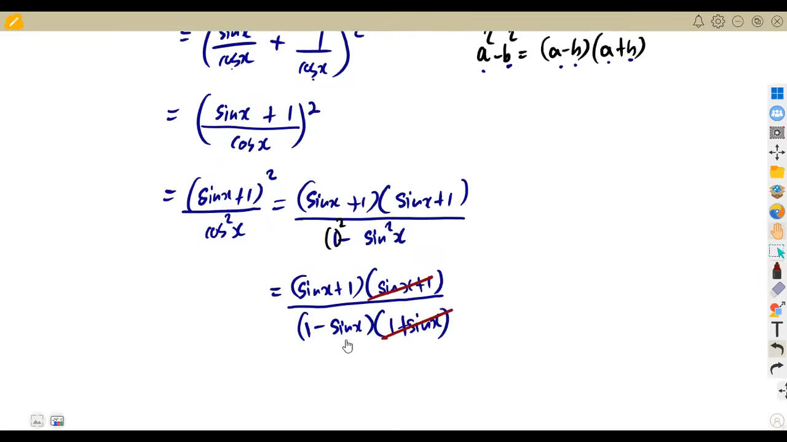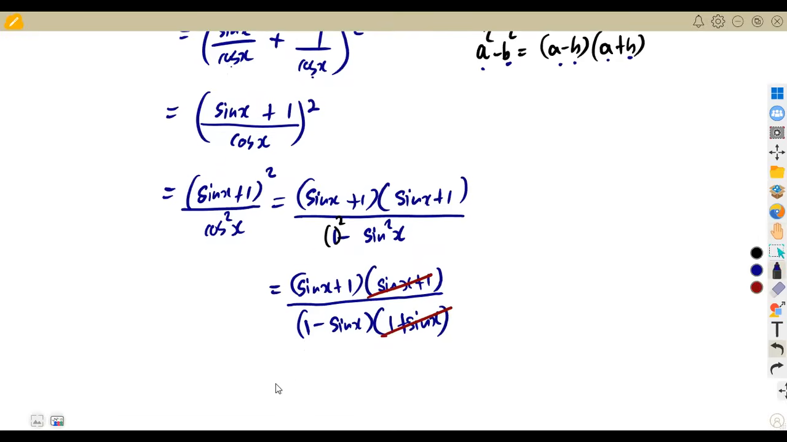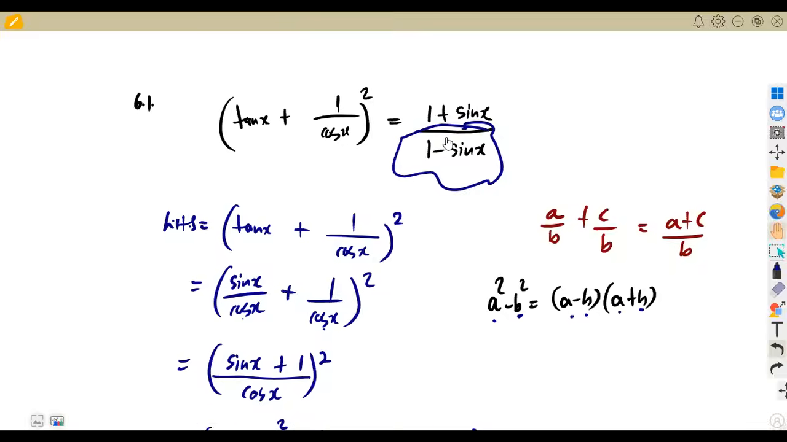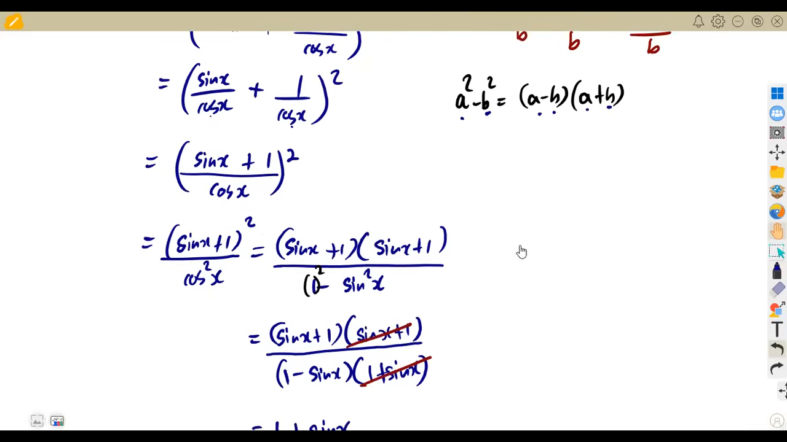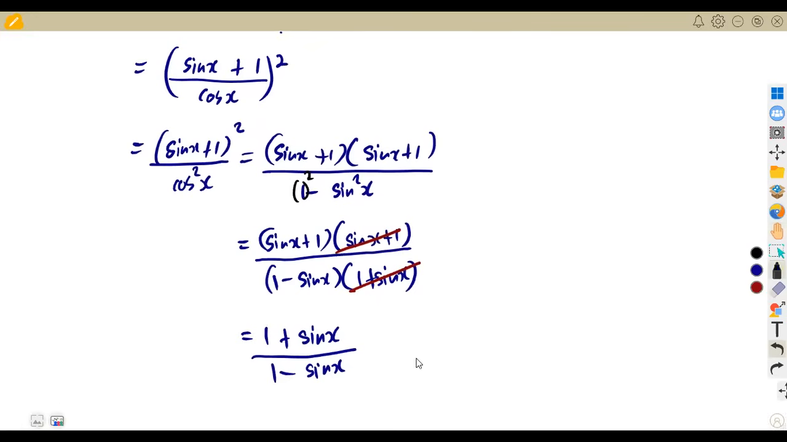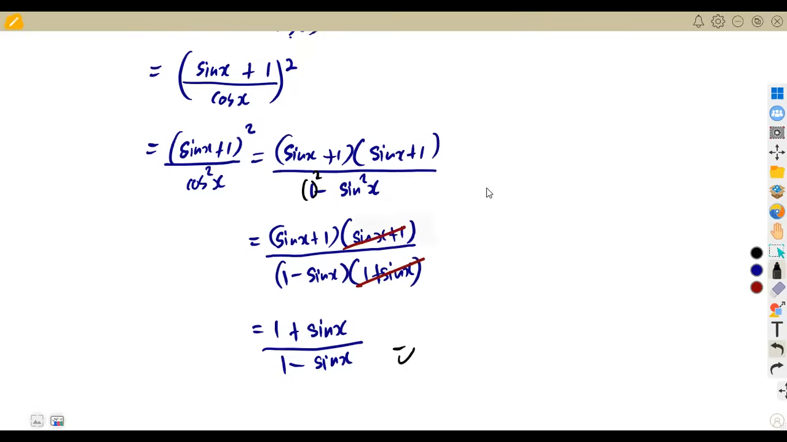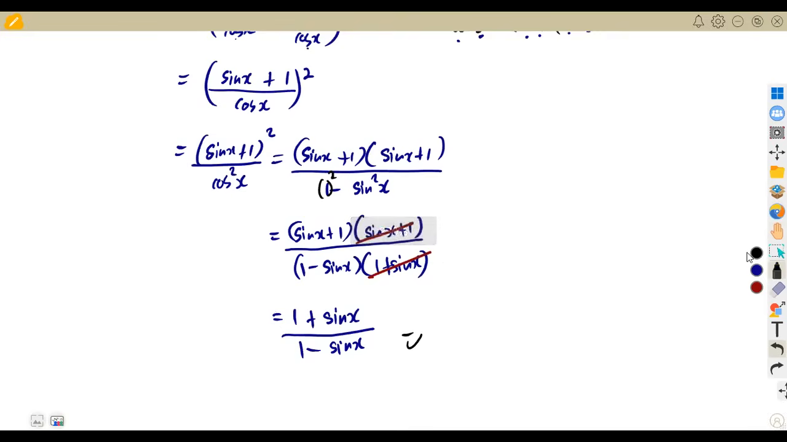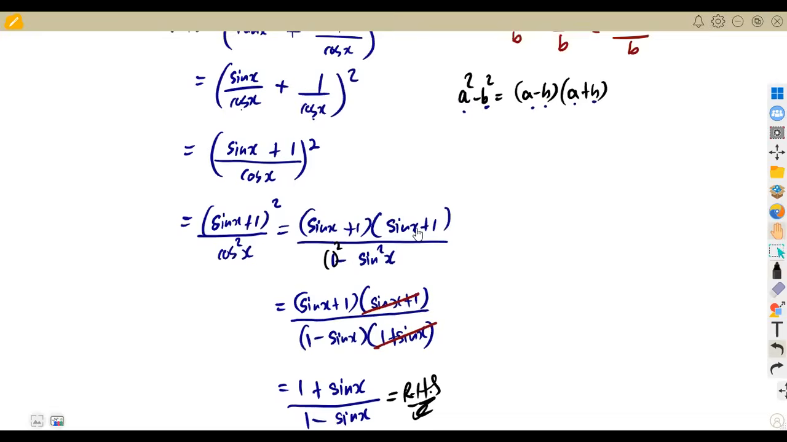So we are going to remain with sine x plus 1, of which sine x plus 1 is the same as what? 1 plus sine x. Everything over what? 1 minus sine x. And this is exactly what we have on the right hand side. So this is what we have, 1 plus sine x over 1 minus sine x. So identities, guys, know your identities. You are supposed to know your identities, how to simplify. So this is directly equal to what we have on the right hand side in this case. So let's just write is equal to the right hand side, just for simplification purposes, but this is not even important.